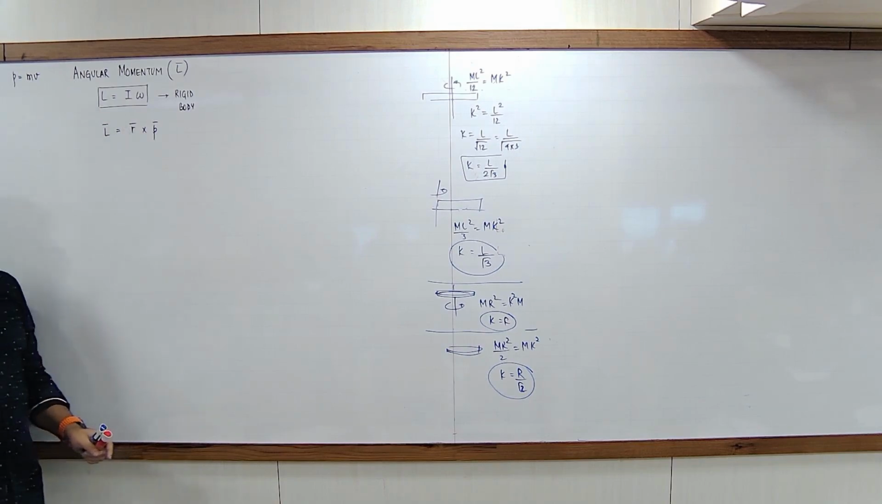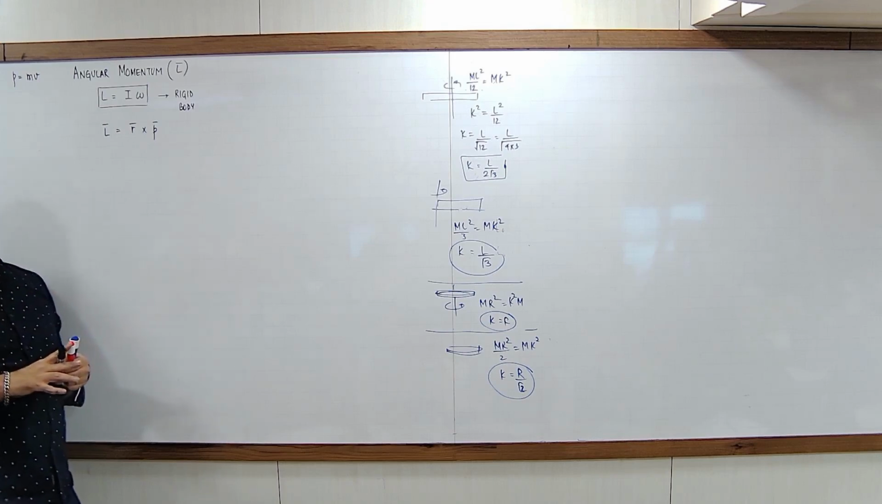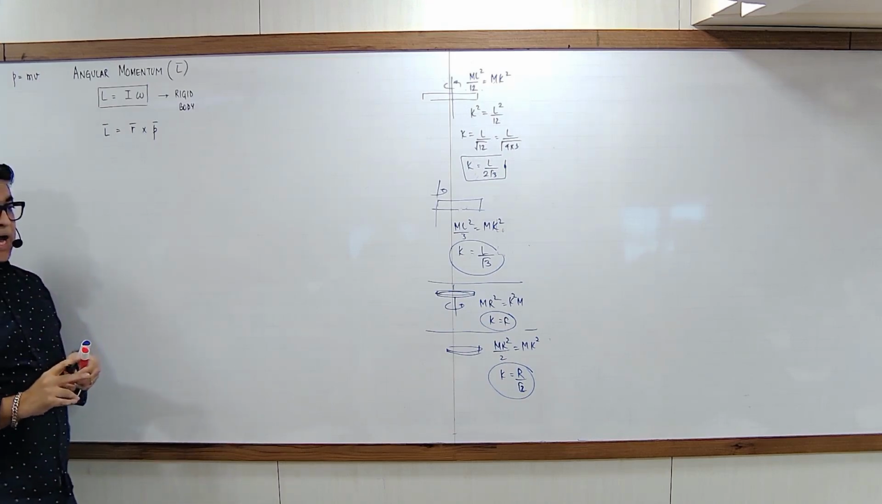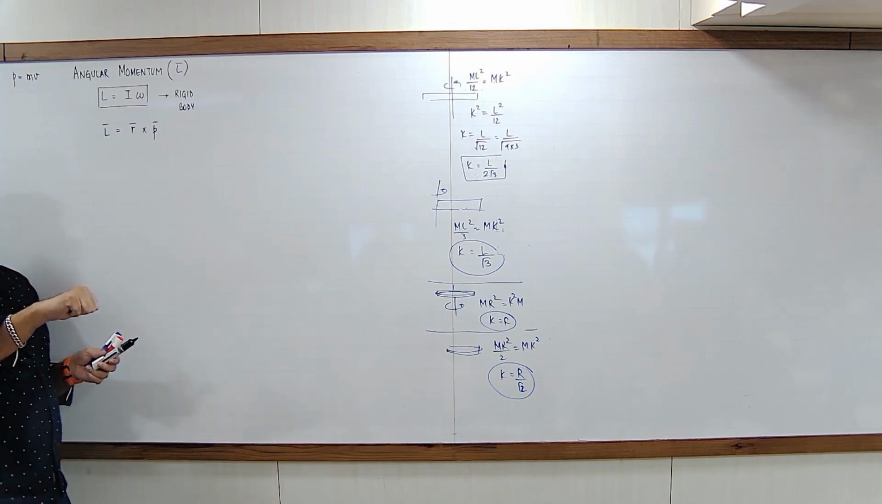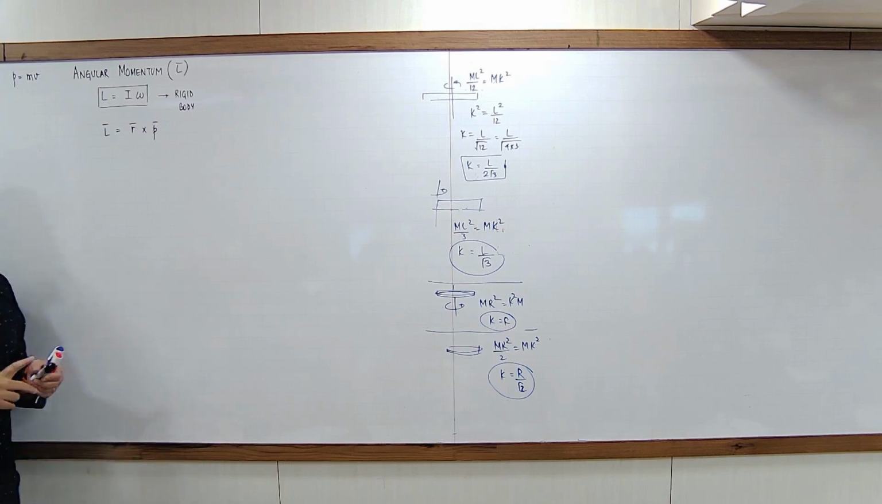Remember, all rotation motion vectors are axial vectors, so they are perpendicular to the plane of the motion. Are you all getting it, everybody? Remember that always. Which rule gives the direction? Right hand thumb rule. You remember that, right? R cross P is done.